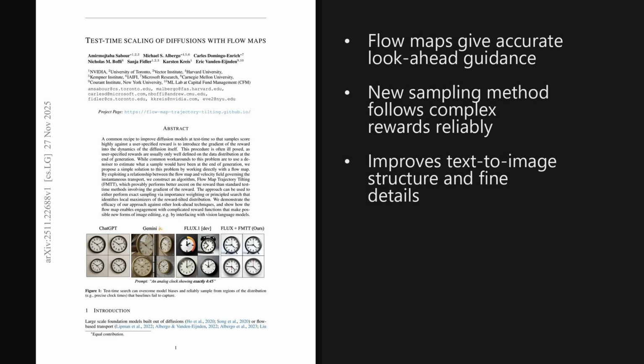So the big takeaway is that flow map trajectory tilting turns test time guidance into a principled, look-ahead process, using flow maps and importance weighting to steer diffusion models toward high-reward images without breaking correctness. This unlocks richer vision language model-based rewards and more reliable controlled generation.